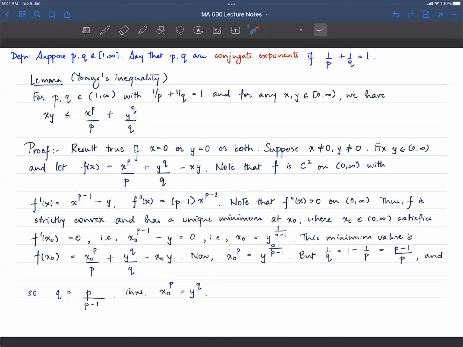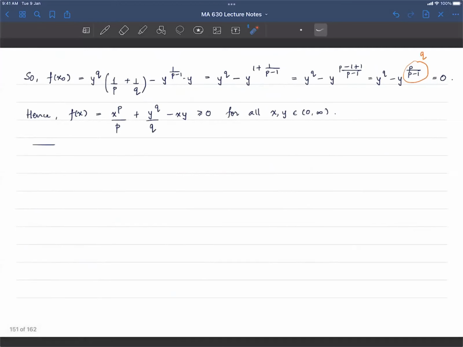So, suppose I have p and q in the open interval (1, infinity), which are conjugate exponents, and x, y are non-negative numbers. Then x times y is less than or equal to x to the p over p plus y to the q over q. I'm just leaving this here. This is what we'll use going ahead.